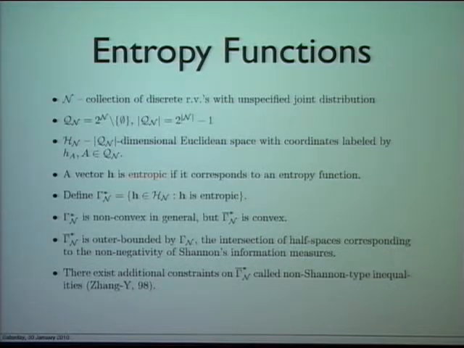And one thing I would like to say about non-Shannon-type inequalities is that they exist. There exist additional constraints on gamma n star bar, in addition to those inequalities corresponding to the non-negativity of Shannon's information measures, and these are called non-Shannon-type inequalities.